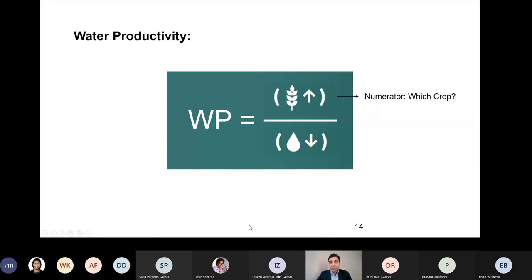However, when you define water productivity as this fraction, the numerator would relate to the crop, and the denominator will have to do with the drop. So basically, we have two concepts here. We have the water use, and we have the production or the outcome of that water use. These two vary based on scale.